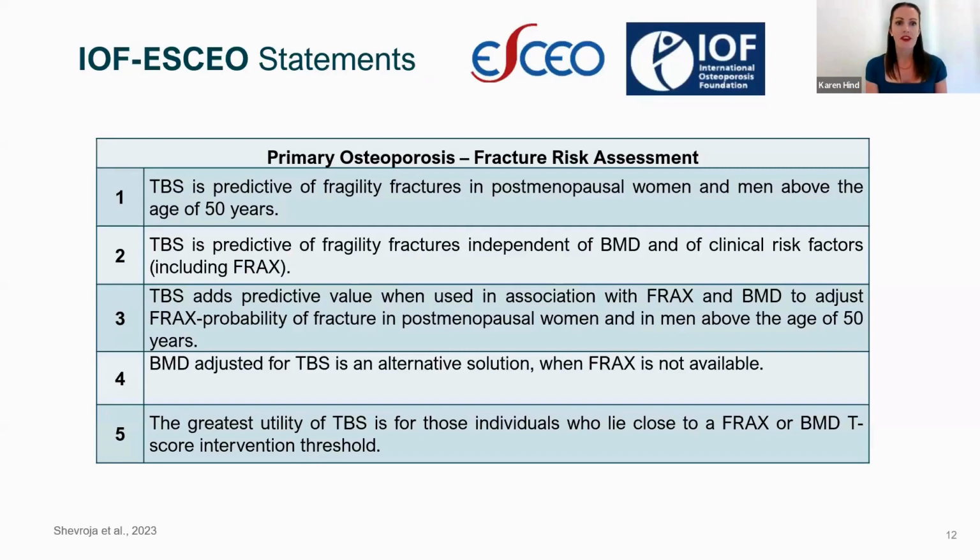If we were to look at these IOF statements on primary osteoporosis and fracture risk assessment, there were 5 statements in particular which confirmed that TBS is predictive of fragility fractures in postmenopausal women and men over the age of 50, that TBS is predictive of fragility fractures independent of BMD and of clinical risk factors, including FRAX. And this is important because if TBS is to add any value, it needs to be in addition to BMD and in addition to FRAX, and that it does.